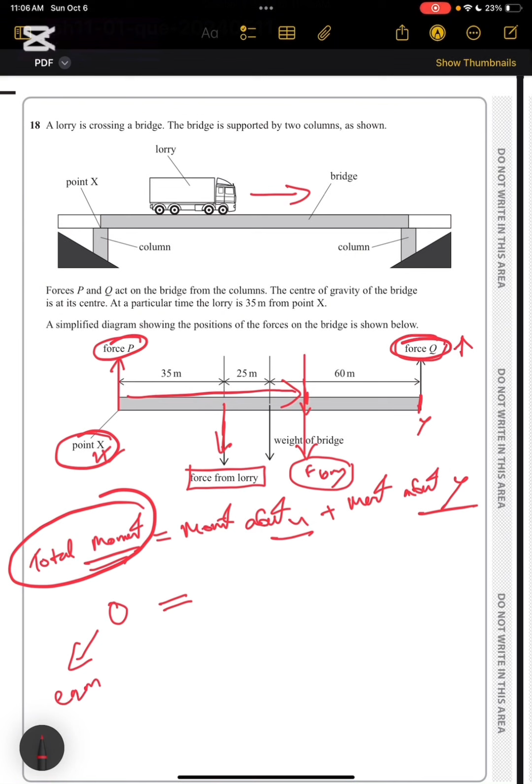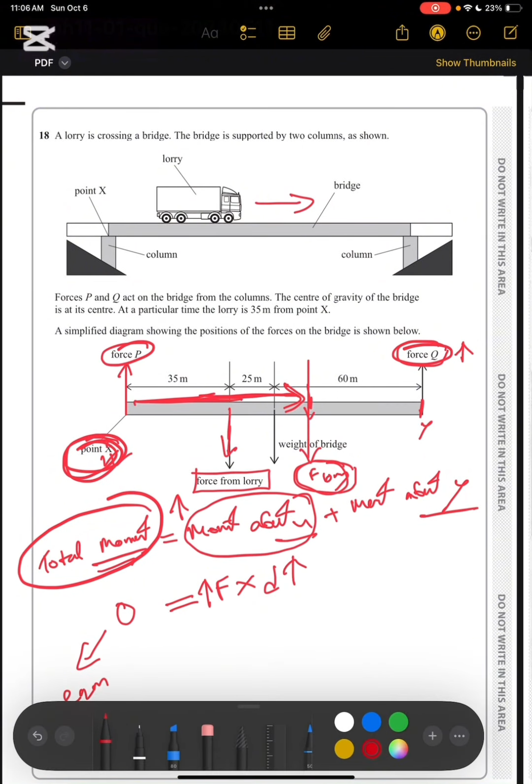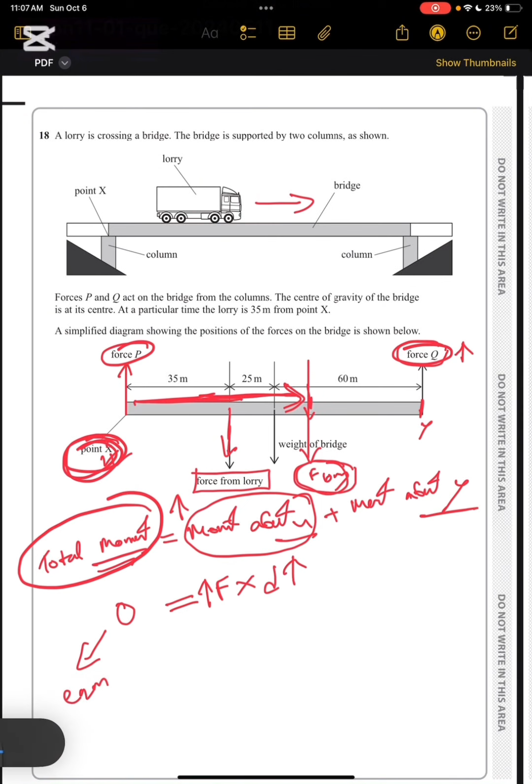As the lorry has moved to the right, the distance of the center of gravity of the lorry from the point X has increased. Moment about X is force into distance. So as this distance has increased, the moment about X will also increase.